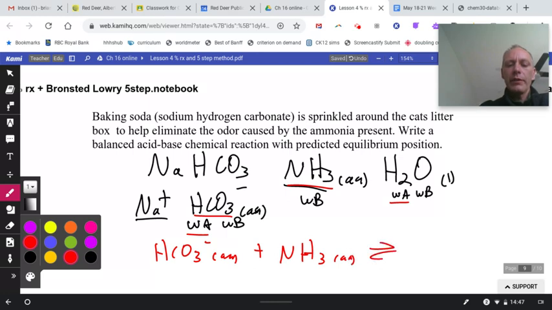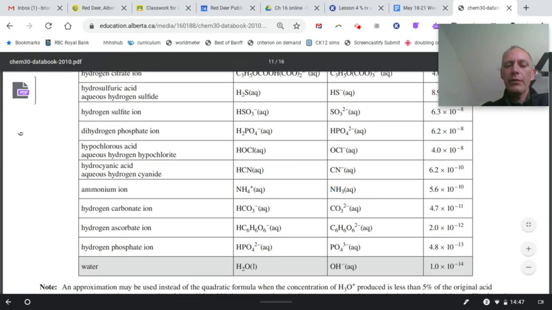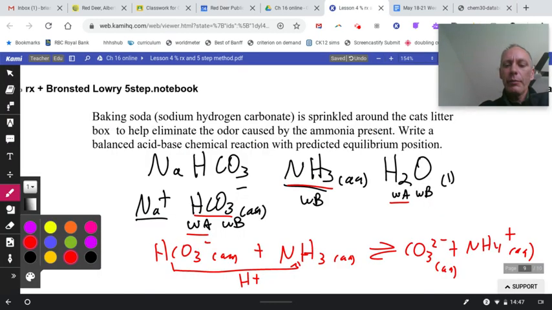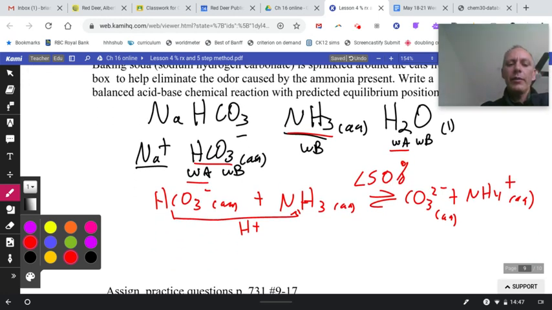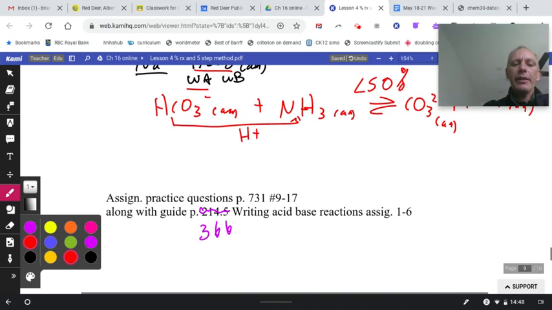Okay, predict the products. So our acid donates to our base. So we get CO3 2 minus and NH4 plus. Percent reaction, HCO3 minus and NH3. So there's NH3. And there is HCO3 minus. So that one is just slightly uphill. The acid is below the base, less than 50%. So we do not get a complete reaction on that one. That is Bronsted-Lowry 5-step method.